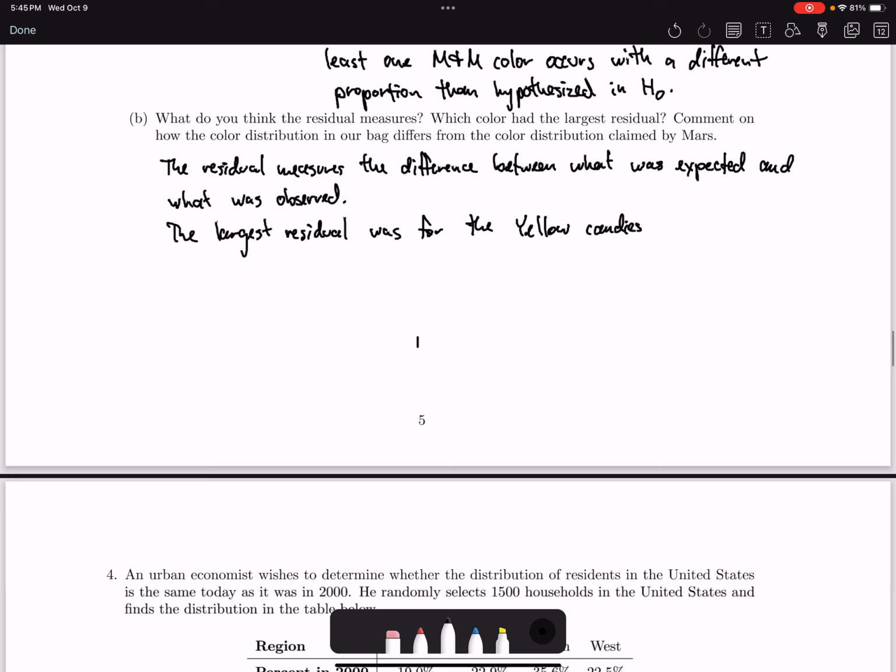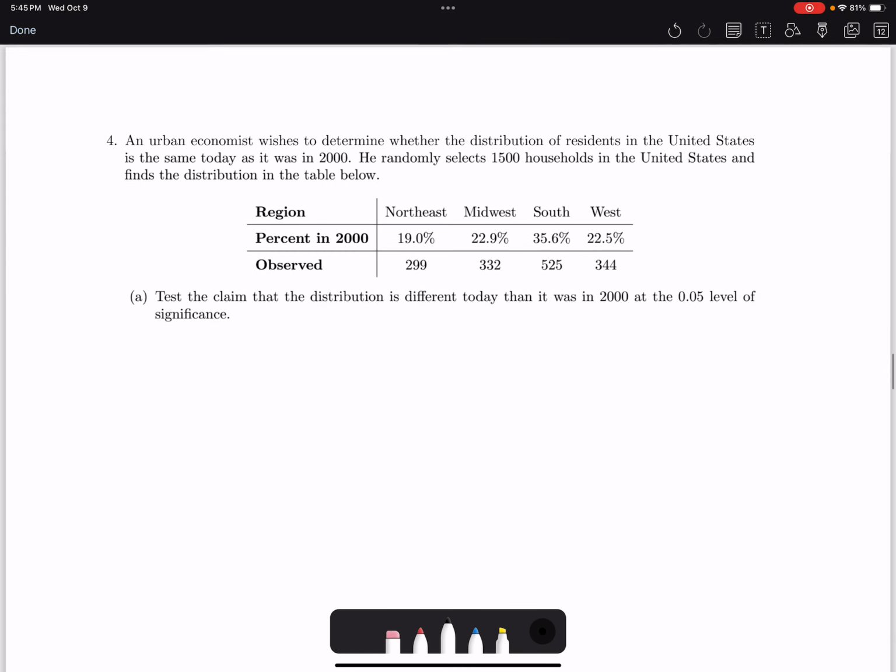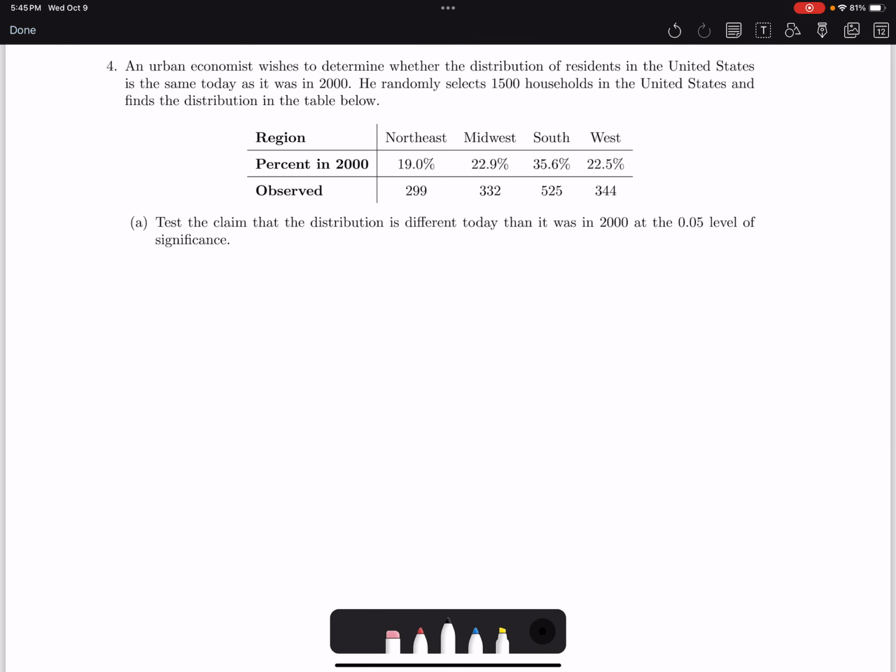Okay, so that's how a goodness of fit test goes. Here's another one. You should pause the video, give this one a try on your own. I'm going to go ahead and give you my solution here. It says, an urban economist wishes to determine whether the distribution of residents in the United States is the same today as it was in 2000. He randomly selects 1,500 households in the United States and finds the distribution in the table below. Test the claim that the distribution is different today than it was in 2000 at the 0.05 level of significance.